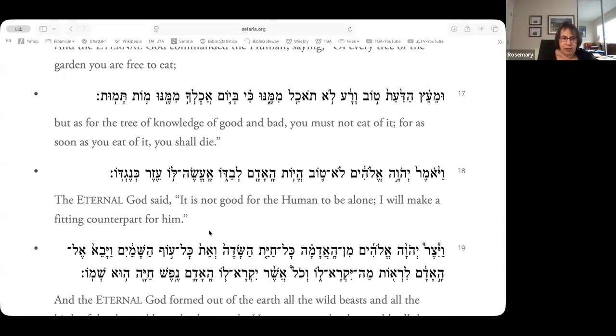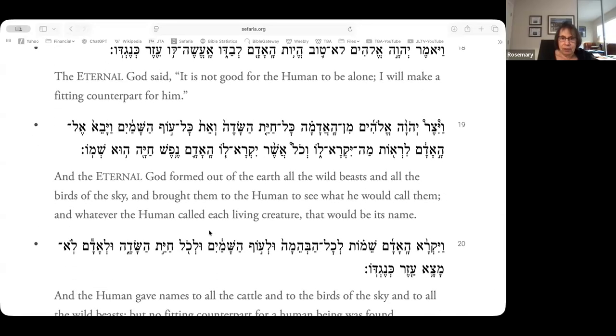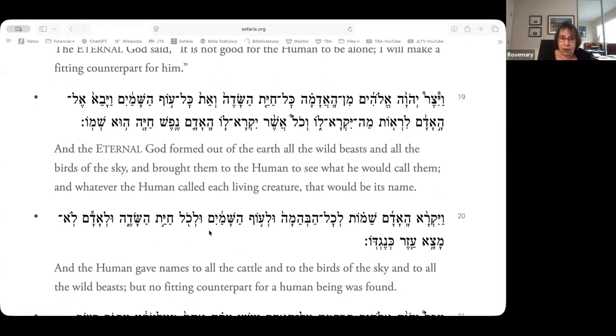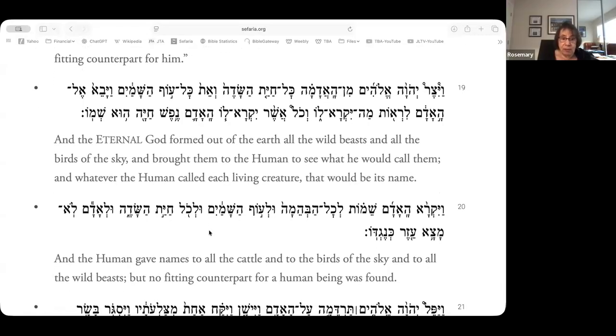God said, "It is not good for the human to be alone. I will make a fitting counterpart for him." And the eternal God formed out of the earth all the wild beasts and all the birds of the sky, and brought them to the human to see what he would call them. And whatever the human called each living creature, that would be its name. And the human gave names to all the cattle and to the birds of the sky and to all the wild beasts, but no fitting counterpart for a human being was found.